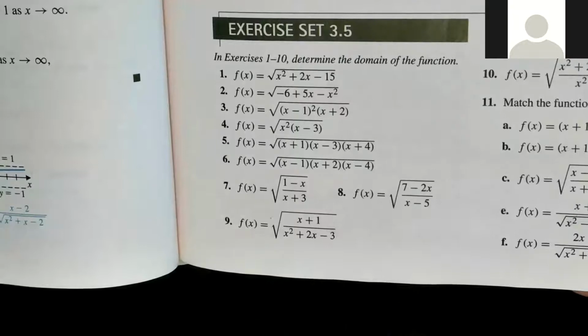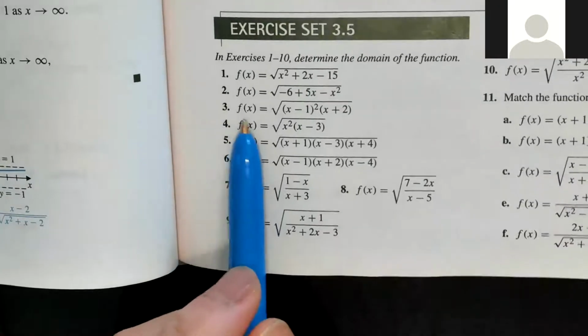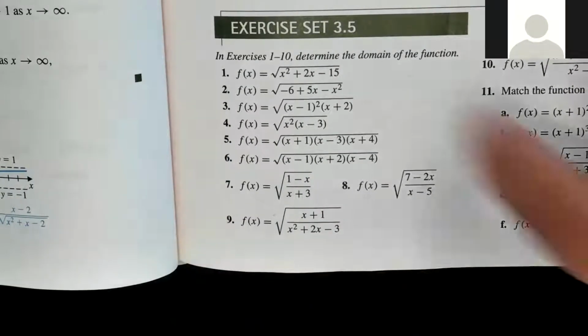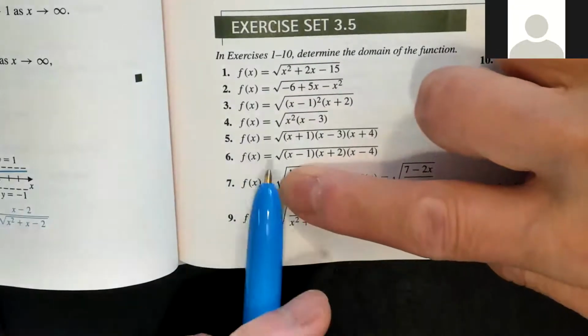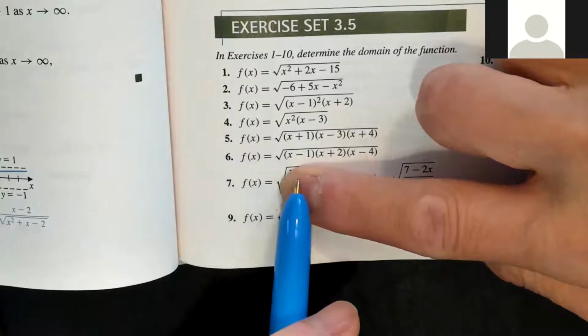Okay, so here we go. So f of x equals square root of whatever. They all pretty much work the same way. When you have the square root of whatever, that thing behind my finger has to be greater than or equal to 0. So that's the basic technique for working any of these problems out. So here we go.